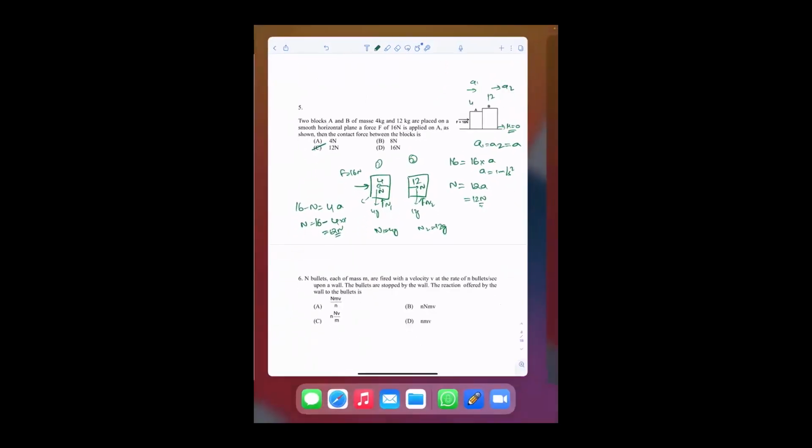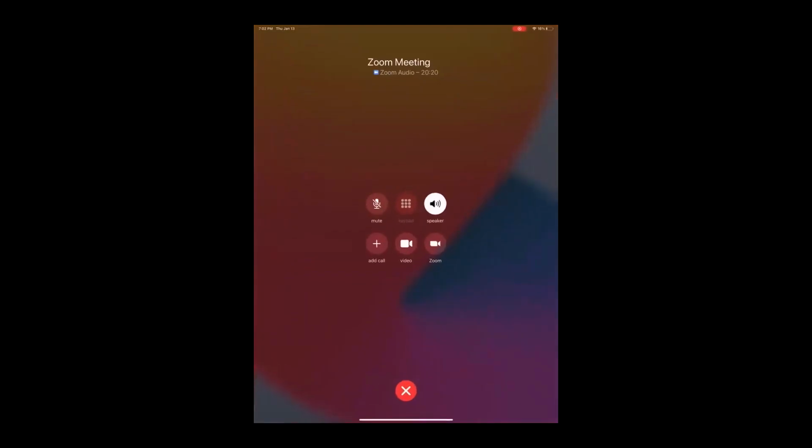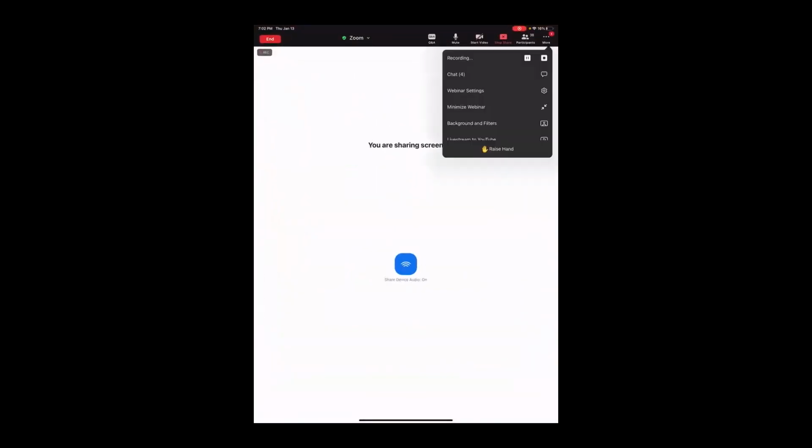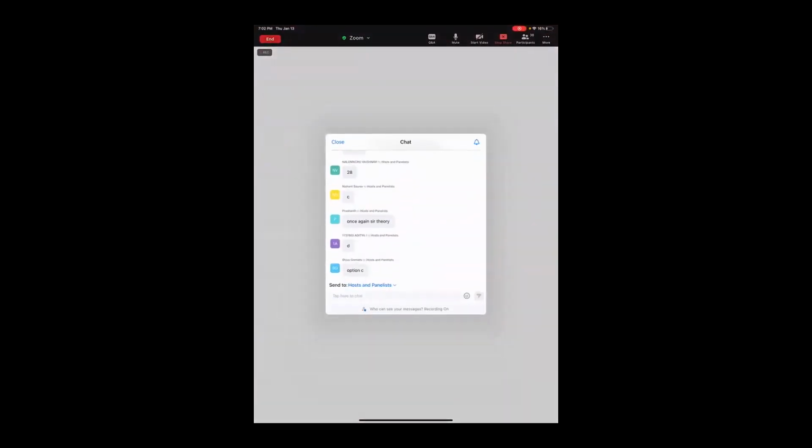Let me see. In between, I'm just toggling so that I want to see Zoom audio, na? Right.